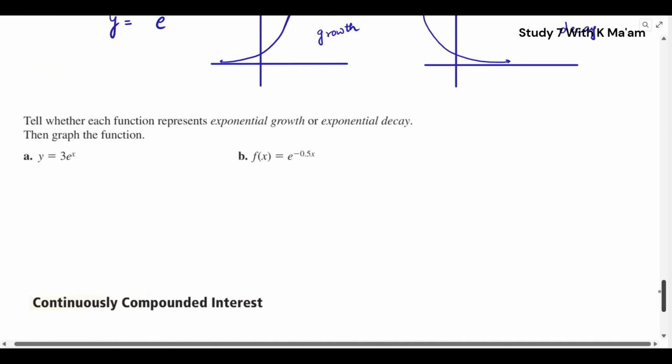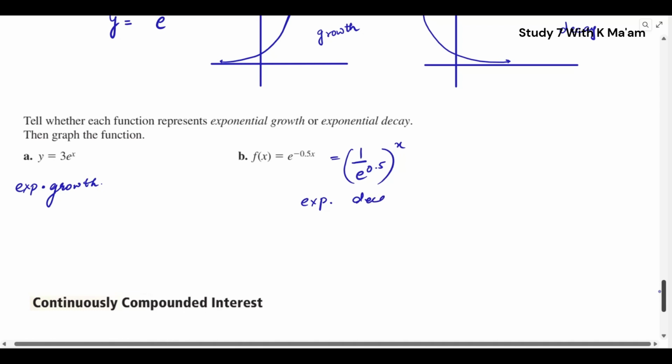Okay, next. Now we have to check whether this function is exponential growth or decay. 3 is an outside positive number, and e power x is positive, so it is an exponential growth function. Here e power negative something means 1 over e to the power 0.5, then power x. So here the number is less than 1. Therefore it's a decay function.